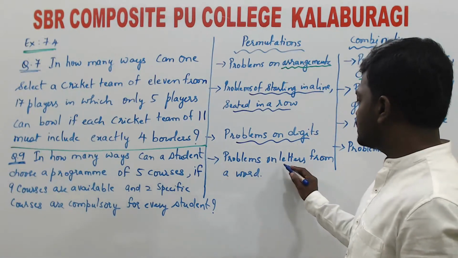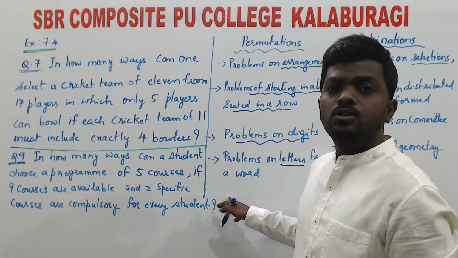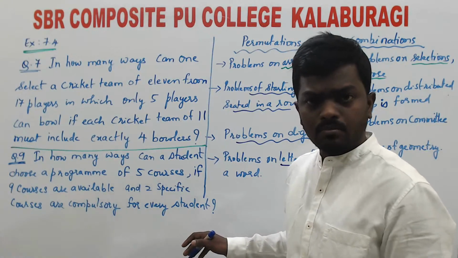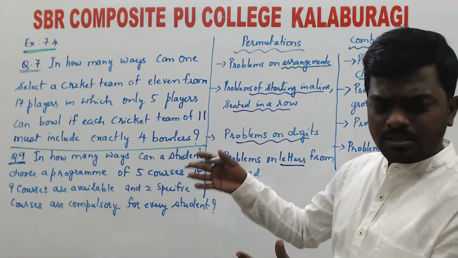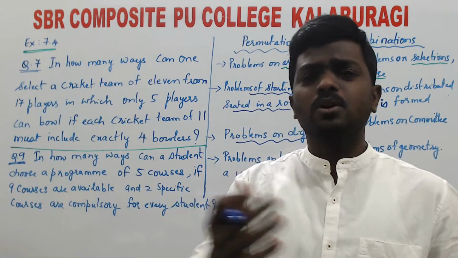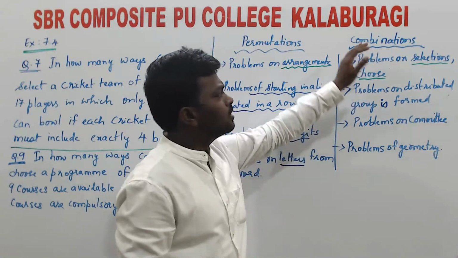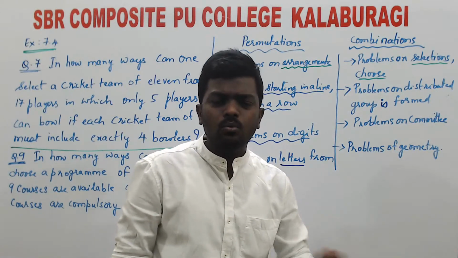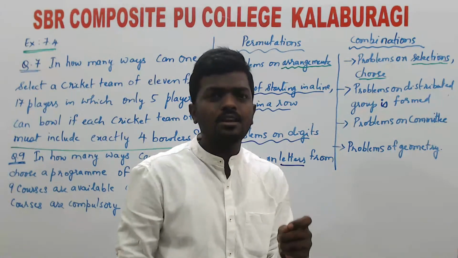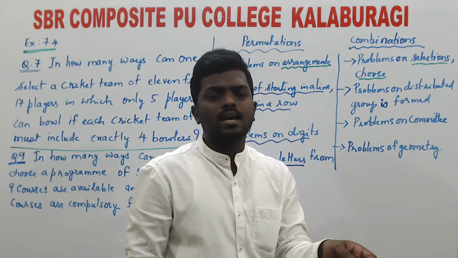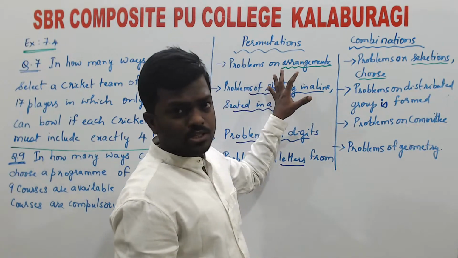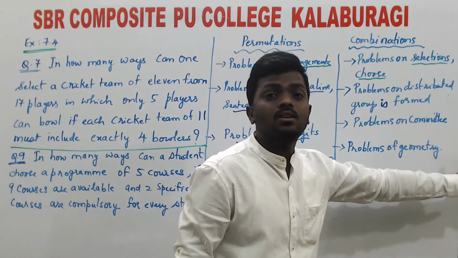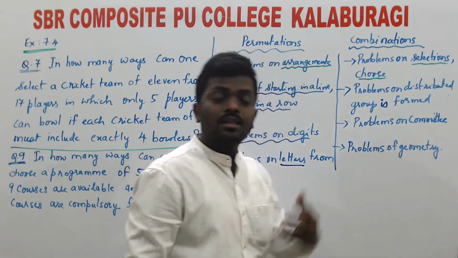Next, problems on the letters of a word: using the letters of the given word, arrange them. These are some basic differences you come across in problems of permutation and combination. In combination you might have come across problems on selection, choose. Read once, twice, thrice, and you will understand whether we need to use nPr or nCr. Permutation involves selection and arrangement, while combination is only selection, only choosing or picking things.